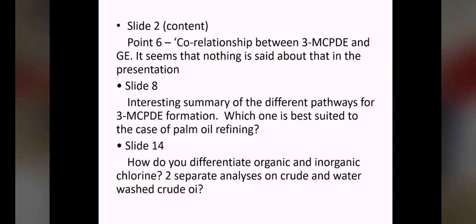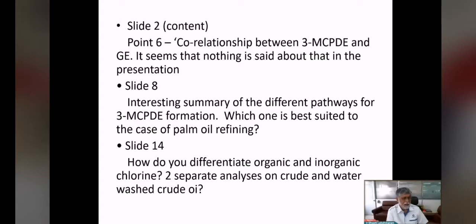Okay, the first point has already been addressed in the presentation, explaining how the trend between MCPDE and GE in our plan actually goes in the reverse direction. So I won't continue further. I think in the earlier slide that was given, it was not attached. All right. The next question, the different pathways.